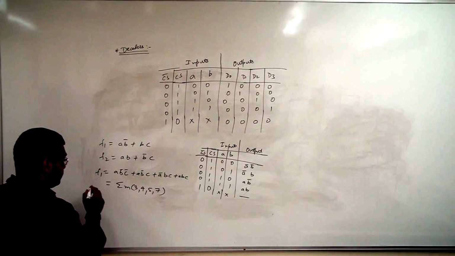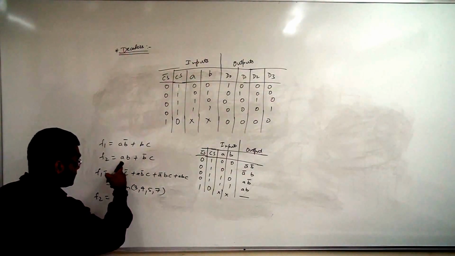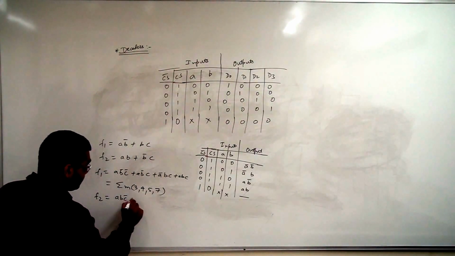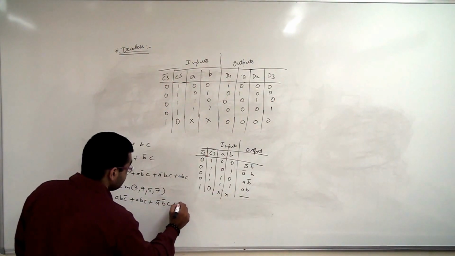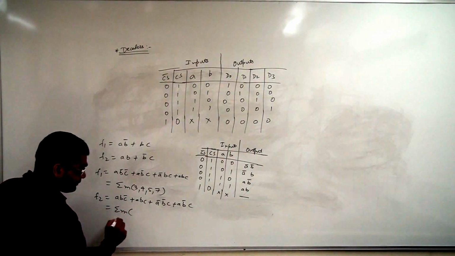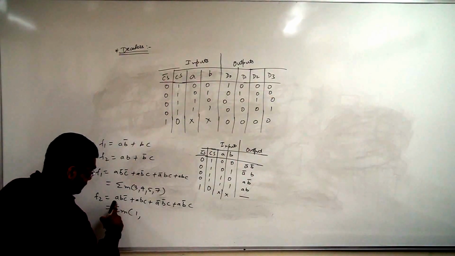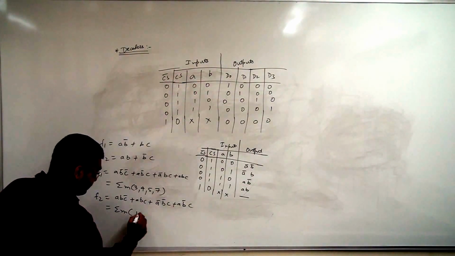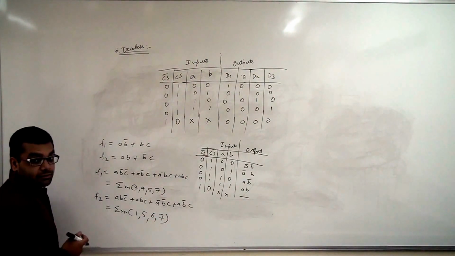Now we talk about F2. F2 can be written as ABC bar plus ABC plus A bar B bar C plus A B bar C. This is actually summation m. This is 001, so 1. This is 101, 5. This is 110, 6, and 111, that is 7.